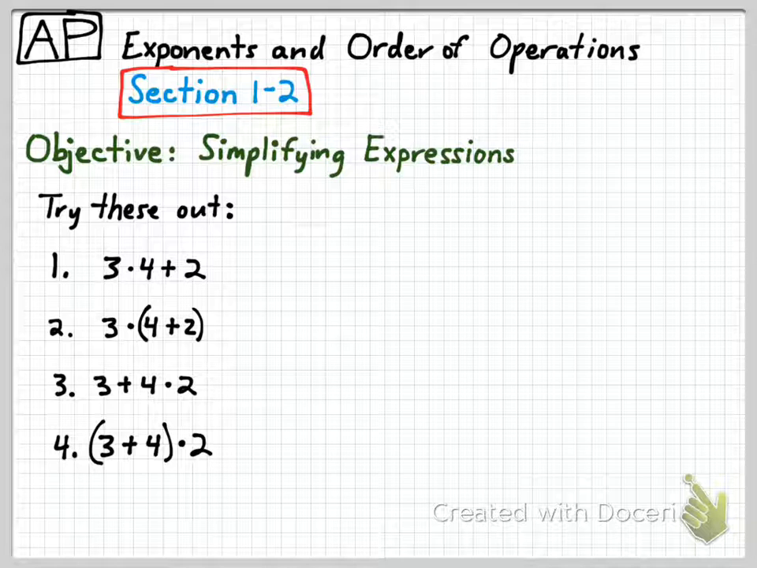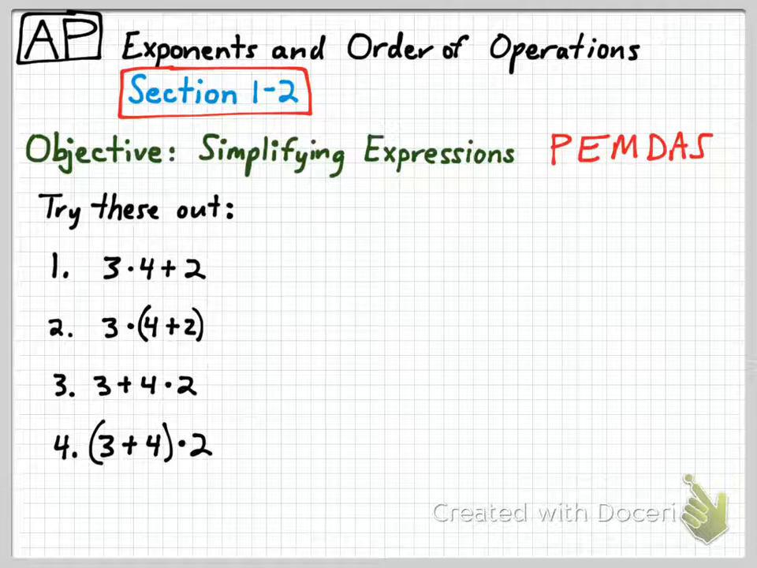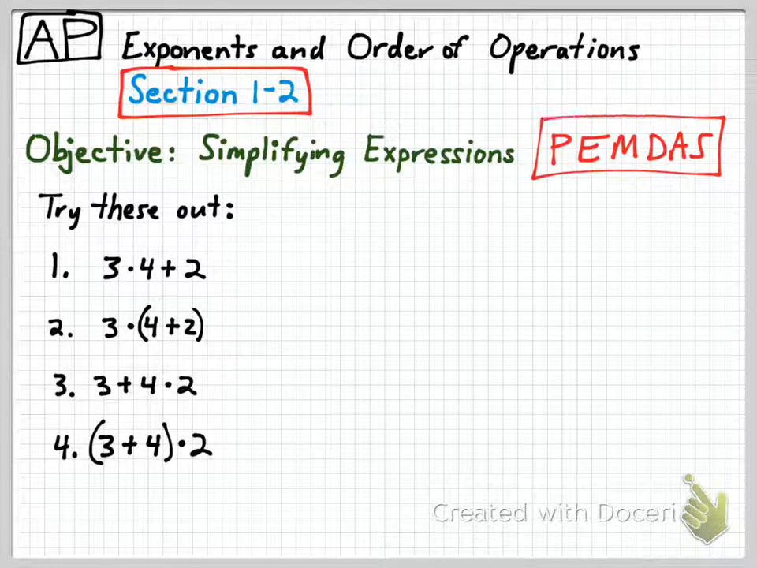I don't know if you've heard of that before, but PEMDAS, and that should ring a bell. PEMDAS. That's the order of operations. We'll talk about that in a minute. But I want you to go ahead and pause the video, try these 4 problems out, and then we'll talk about them in just a moment.